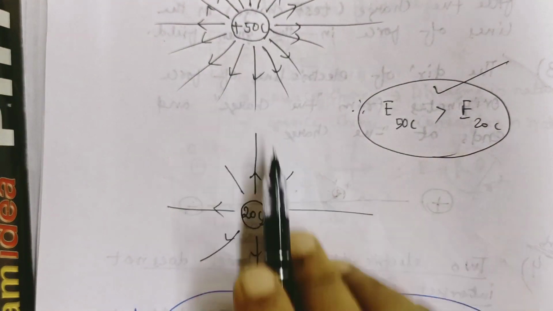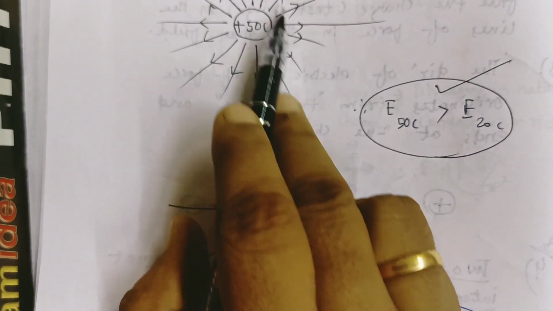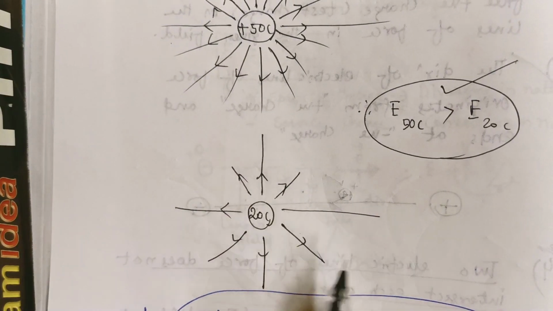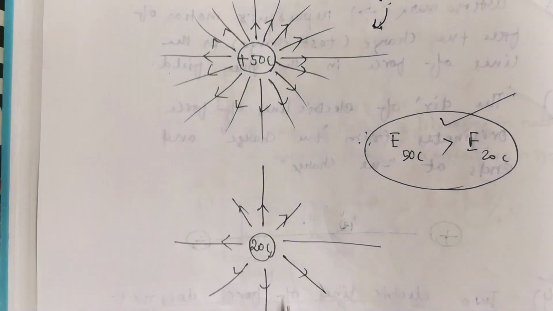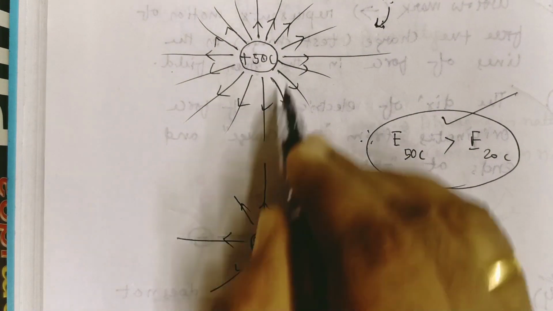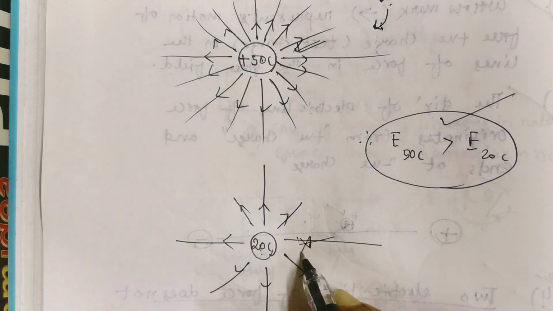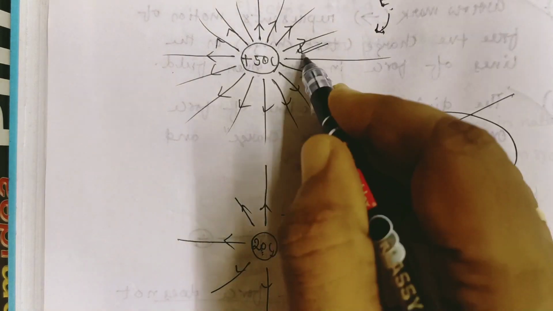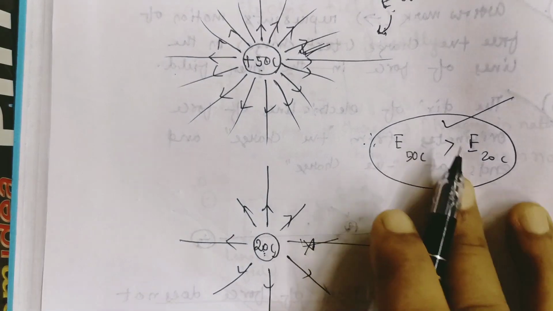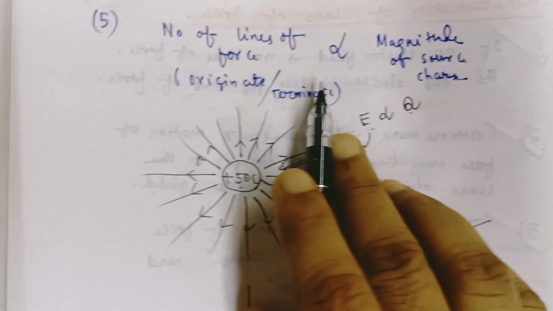Here is a 50 coulomb charge and here is a 20 coulomb charge. Here the lines of force, if you count, will be more. But here for 20 coulomb, if you count the lines of force, it will be less. So these two diagrams show that the more the source charge, the more the lines of force. More lines of force means more field. Here the field is less because the source charge is less. Here the field is more because the source charge is more. So the point to remember is that the number of lines of force originating or terminating is directly proportional to the magnitude of the source charge.